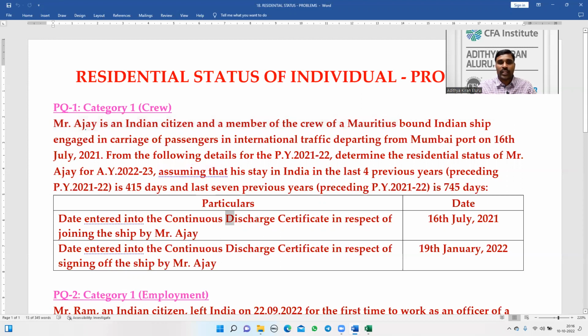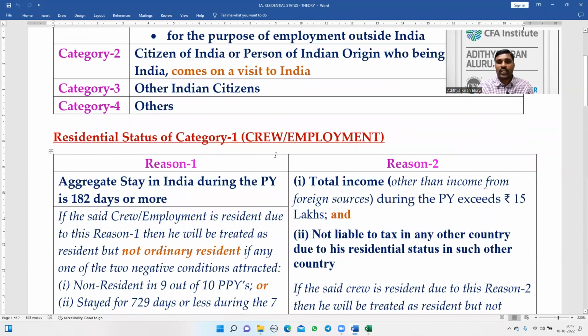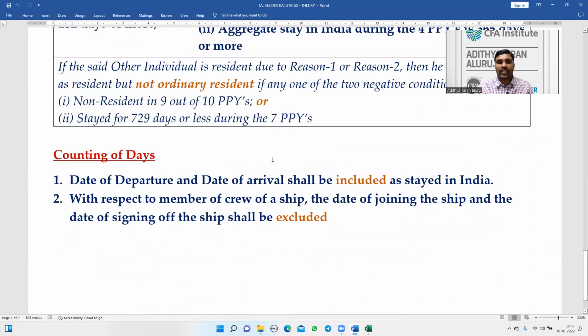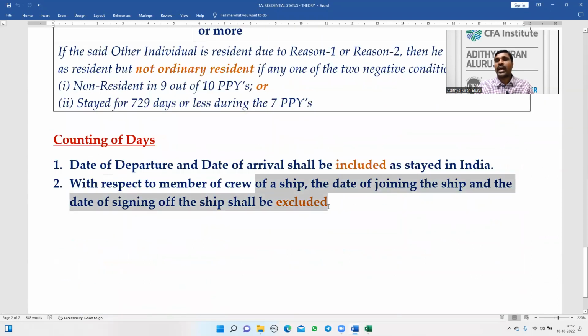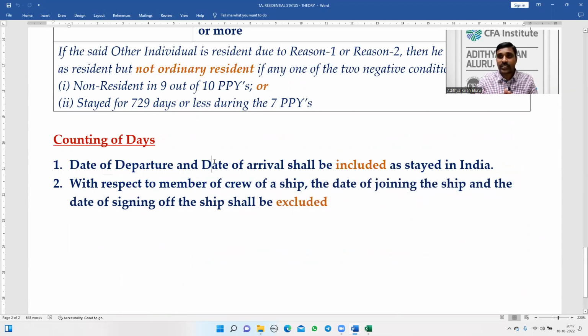The date entered into the continuous discharge certificate in respect of joining the ship by Mr. Ajay is 16 July 2021. The date entered in the continuous discharge certificate in respect of signing off the ship by Mr. Ajay is 19 January 2022. These two dates, the date of joining and the date of leaving the ship, have to be excluded. They should be counted as if he is not in India. Remember, the provisions of the residential status are designed in favor of these outgoing persons.